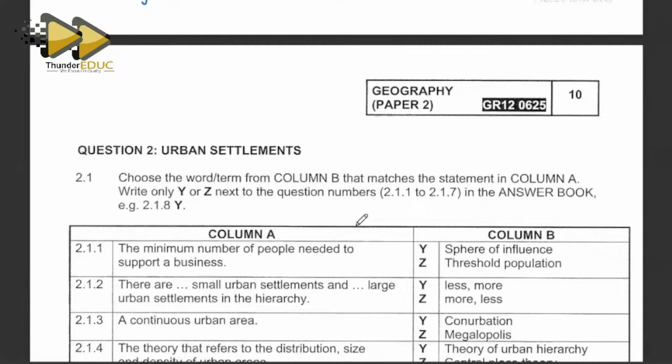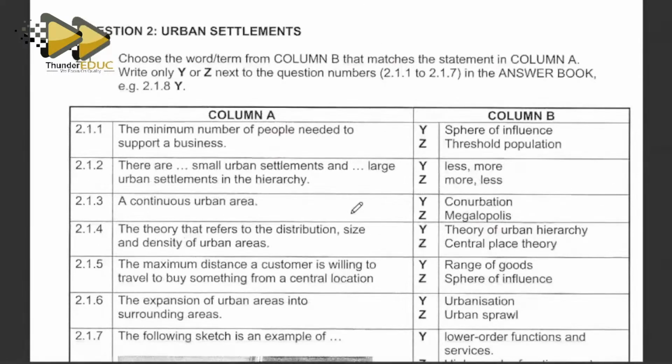Then the following question is question number 2, which is on urban settlements. We're going to go through the questions. Minimum number of people needed to support a business, that is a threshold population. The next question.